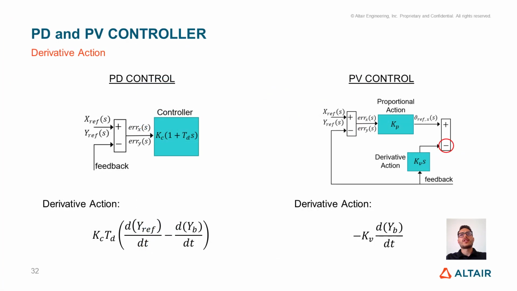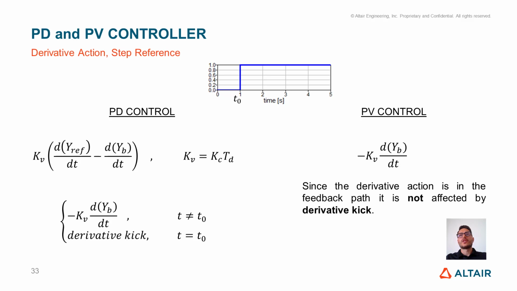Now, let's move to some theoretical considerations about both types of controller. We have seen that both the PD and PV controller consist of proportional and derivative action. But while in the proportional derivative controller the derivative action is in the forward path, in the PV one it is in the feedback path. So let's consider a step reference. We can see that the only difference between the two controllers occurs at the step rise time t0.